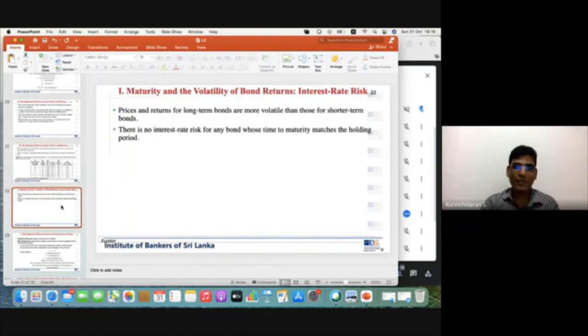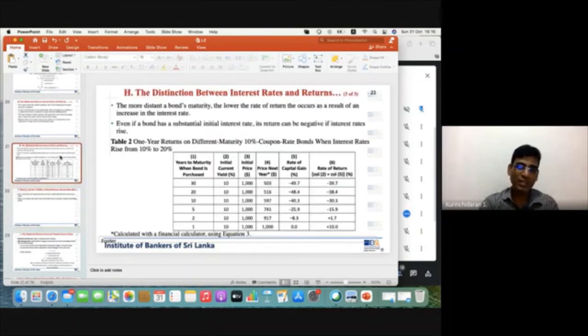So here, what we are saying is the maturity and the volatility are very important to analyze. When the interest rate is volatile and the remaining maturity has a longer tenor, you will have more risk, right? Prices and returns for long-term bonds are more volatile than those of short-term bonds. You could see from this table that short-term tenor, remaining maturity bonds are less volatile. But if you take a longer tenor, it's more volatile, right?